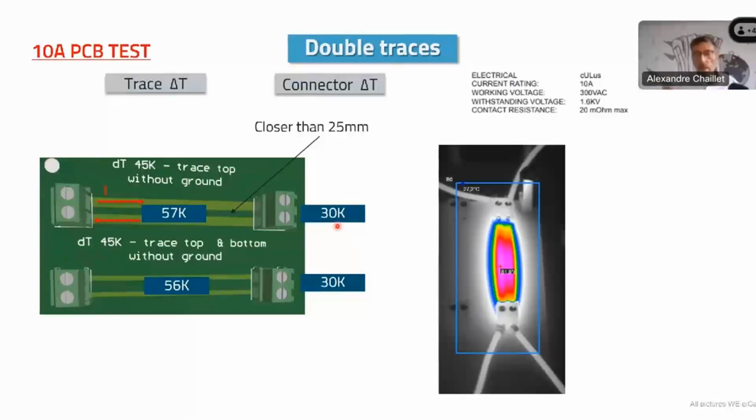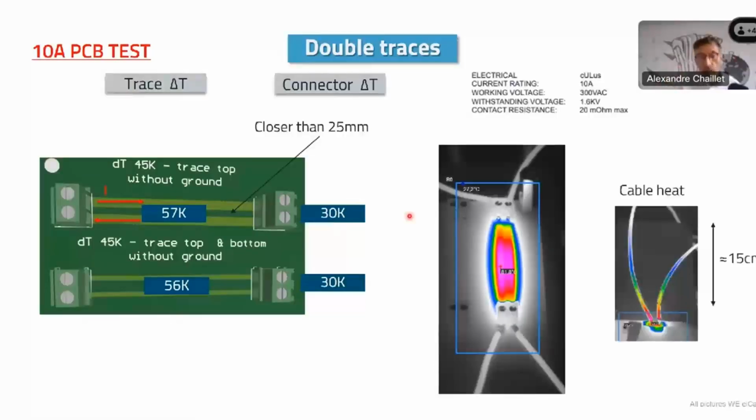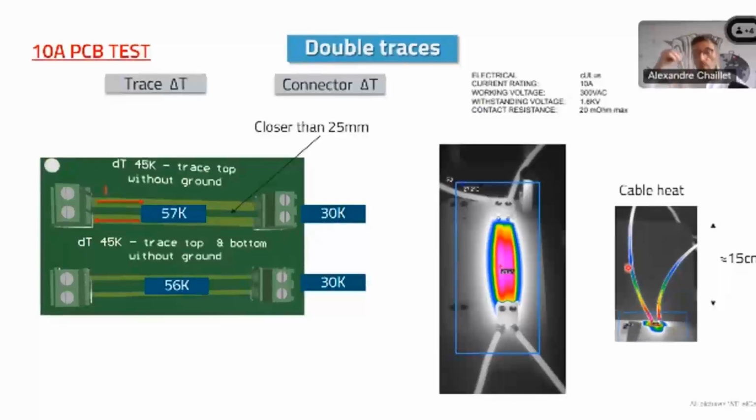Now we want to do one additional thing, which is quite interesting. This is a picture of the cable. You see that the connector and also the cable, because the cables are made of copper, will pull the calories out of the connector and out of the PCB. That's really important to know.